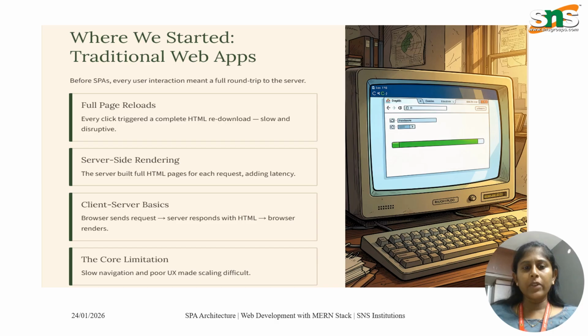The problem with this approach was that every interaction required, for example, sending a request to the server, waiting for the response, downloading a new HTML page, and reloading the entire web page. Because of this, websites felt slower and less interactive. So the flow was: browser sends request, server processes, server returns HTML, and then the browser reloads the page. As applications became more complex, this approach created performance and user experience issues. These limitations led to the development of modern SPA architecture.